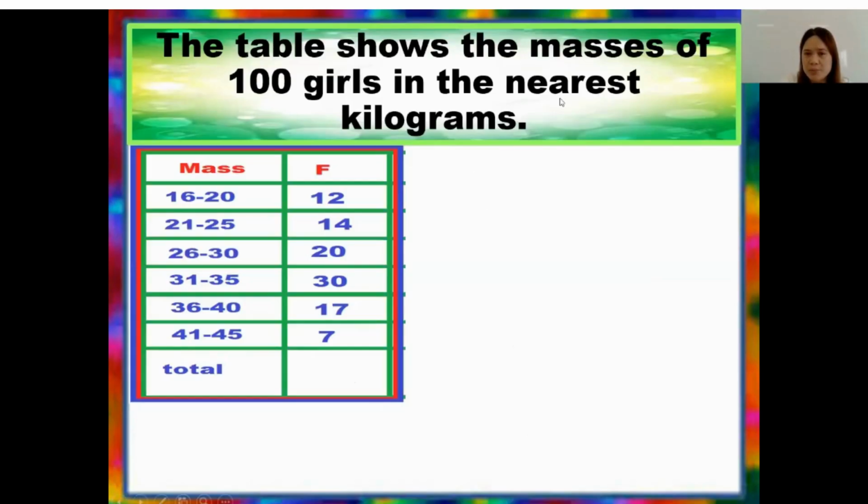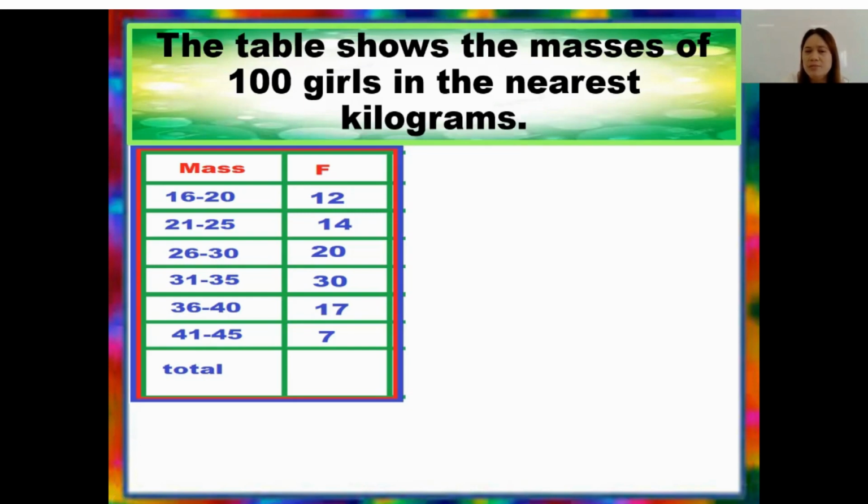The table shows the masses of 100 girls to the nearest kilogram. So we have 16 to 20, 21 to 25, 26 to 30, 31 to 35, 36 to 40, and 41 to 45. So the class width, from 16 to 20, is 5.